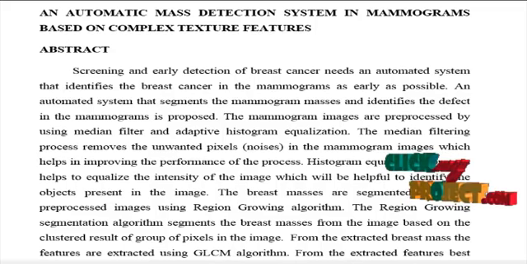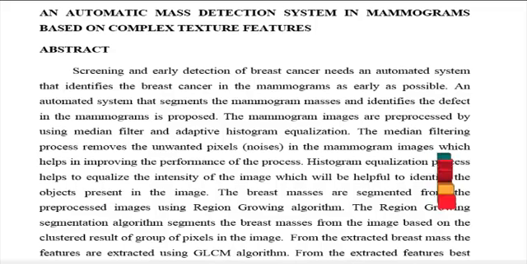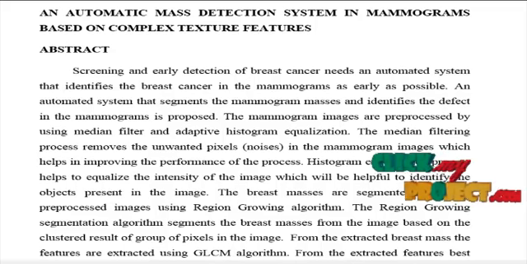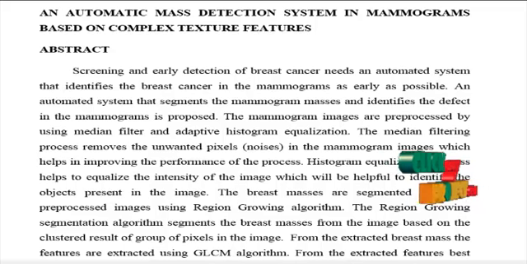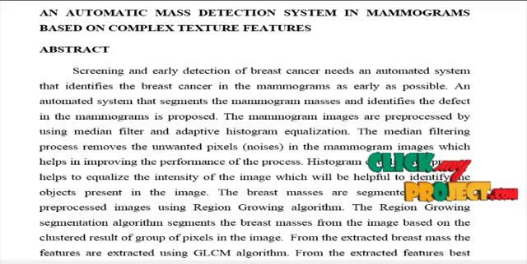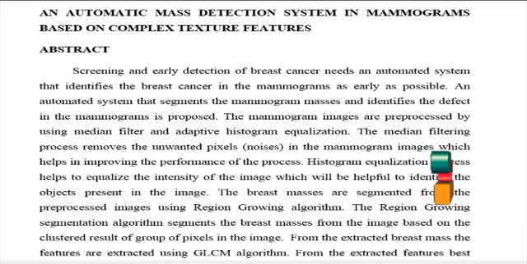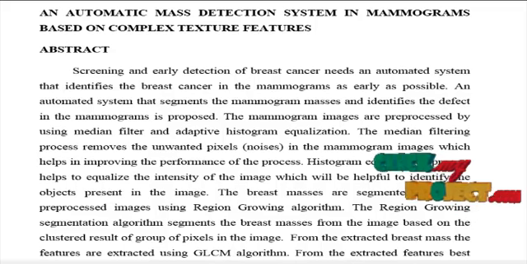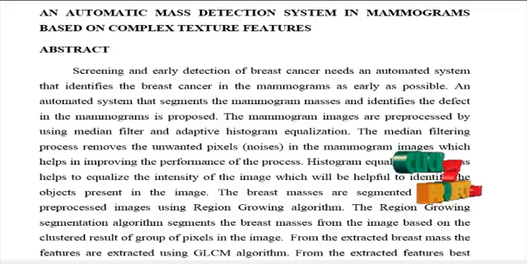The mammogram images were pre-processed using median filter and adaptive histogram equalization. The median filtering process removes the unwanted pixels in the mammogram images, which helps in improving the performance of the process. Histogram equalization helps to equalize the intensity of the images, which will be helpful to identify the objects present in the images. The breast masses are segmented from the preprocessed images using the region growing segmentation algorithm.